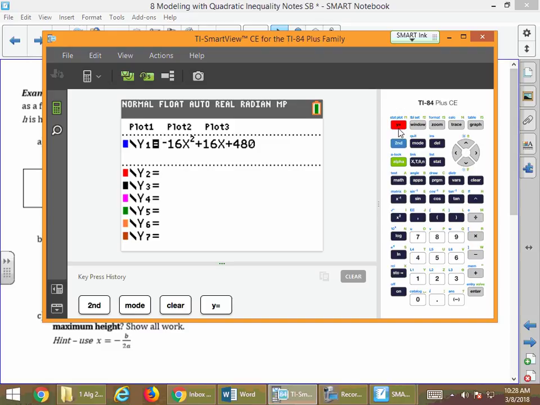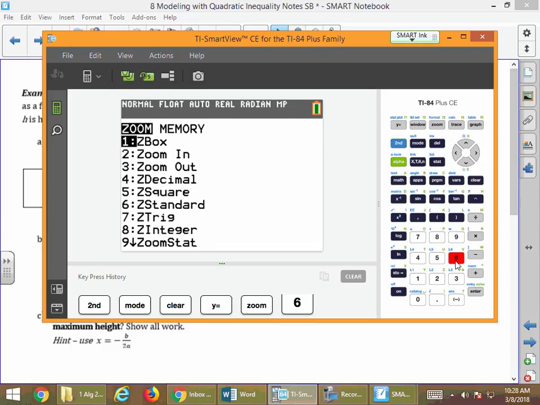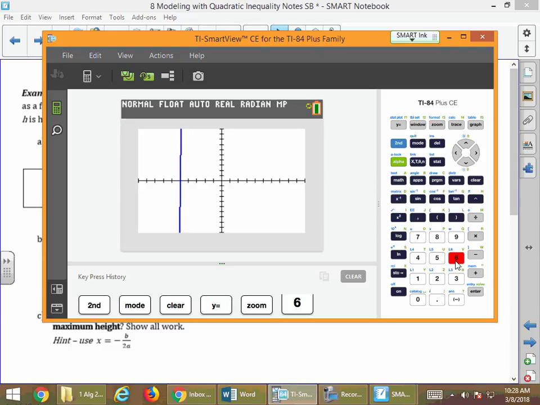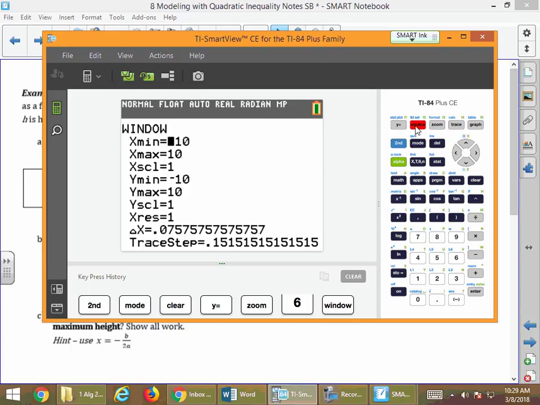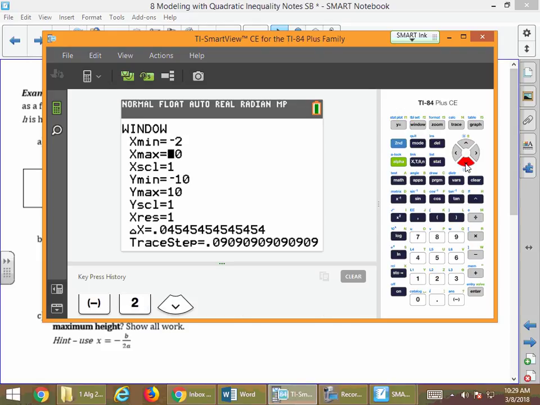And once we do that, if you have it in your regular function, you're probably not going to see much. You can see a little bit, but I want to see the whole picture here. So what we can do once we've got that typed in is we can go to Window, and we can fill this in. And what our notes say is that our minimum x value is negative 2. Our maximum x value is 10. We don't have to change that. Our scale for x is 1.